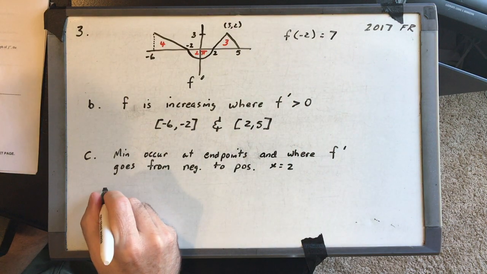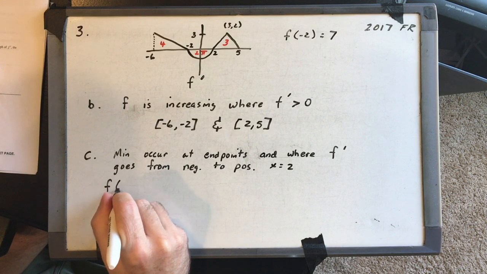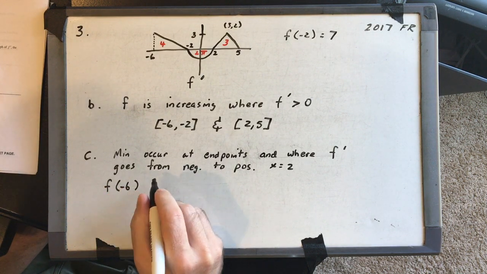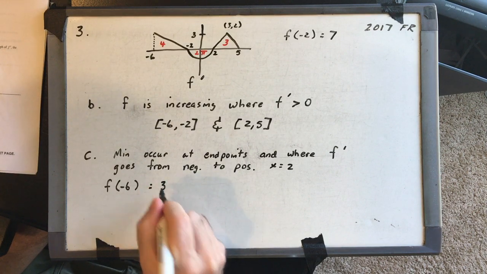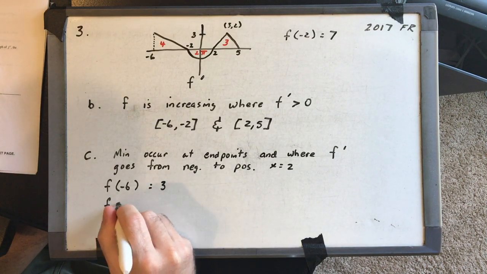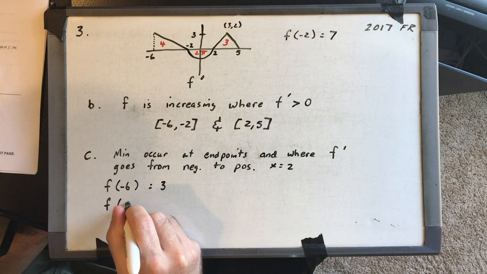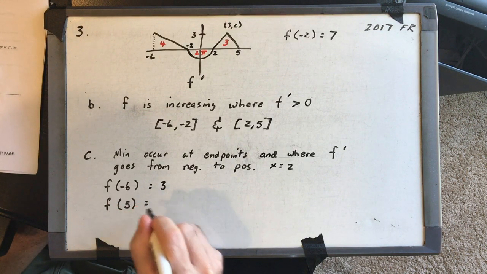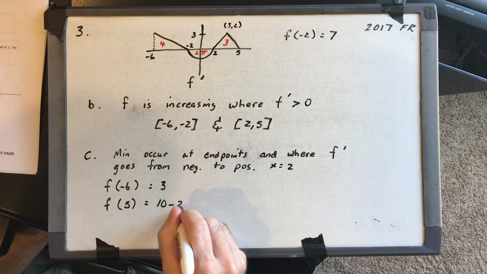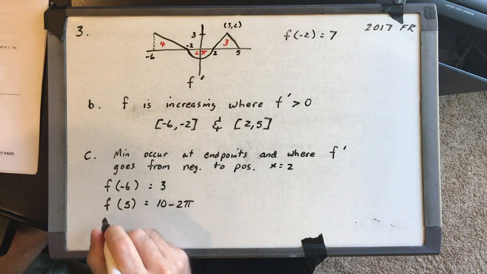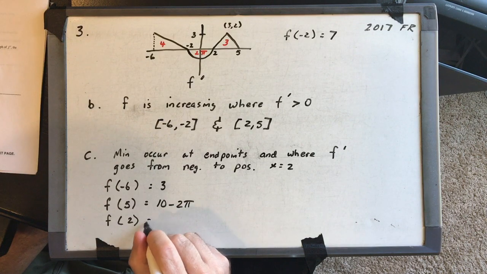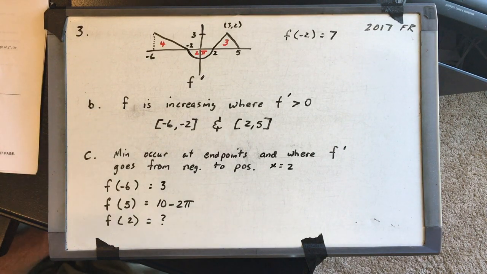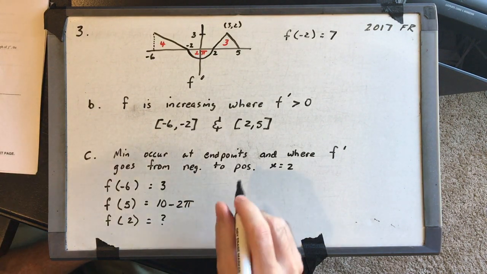Okay, we've already figured out f of -6 from part A, and that was 3. We figured out f of 5 from part A. That was 10 minus 2 pi. So now we need to just figure out that critical point, f of 2, and see which one of those three options is the least.